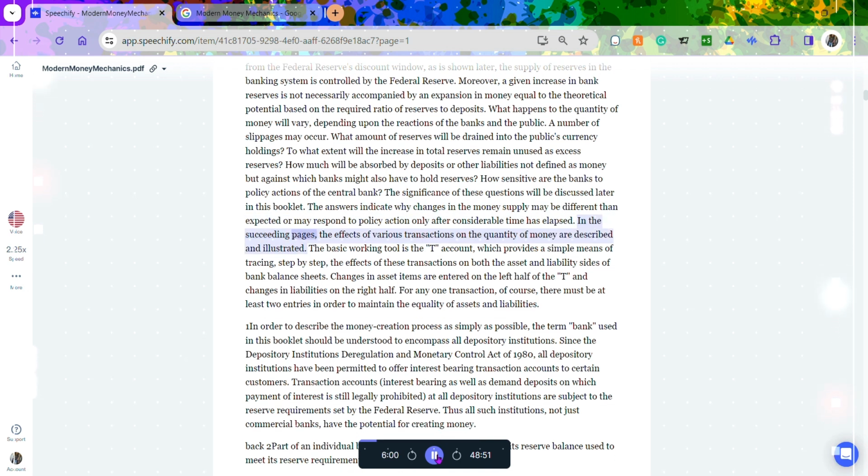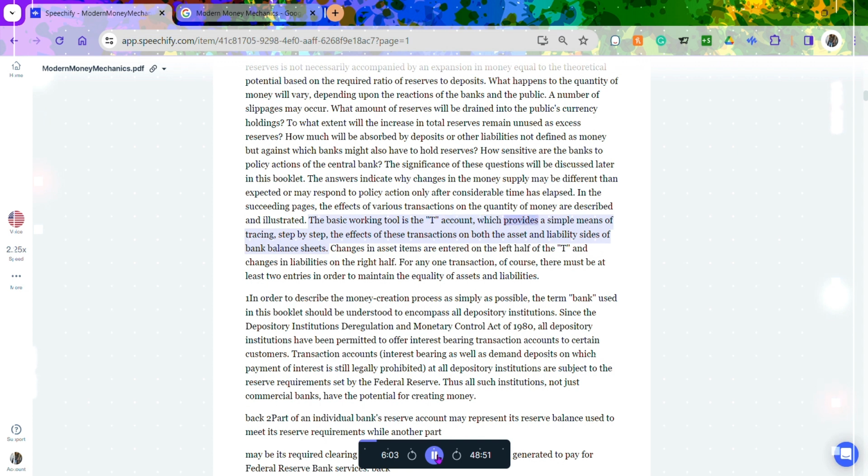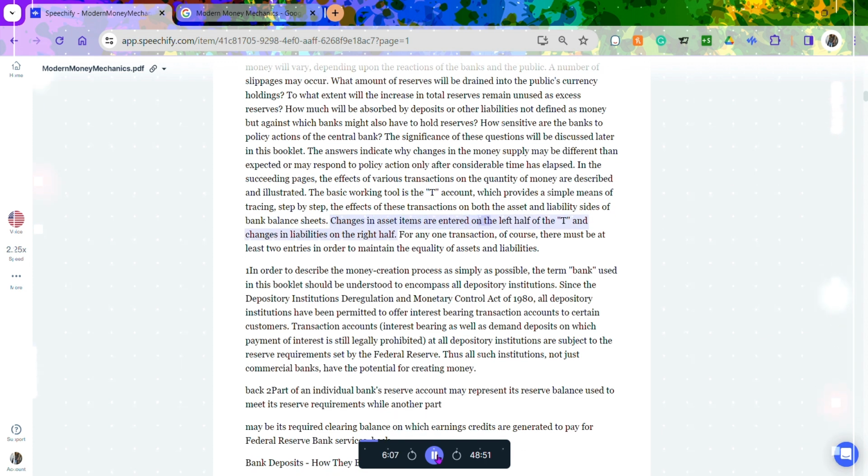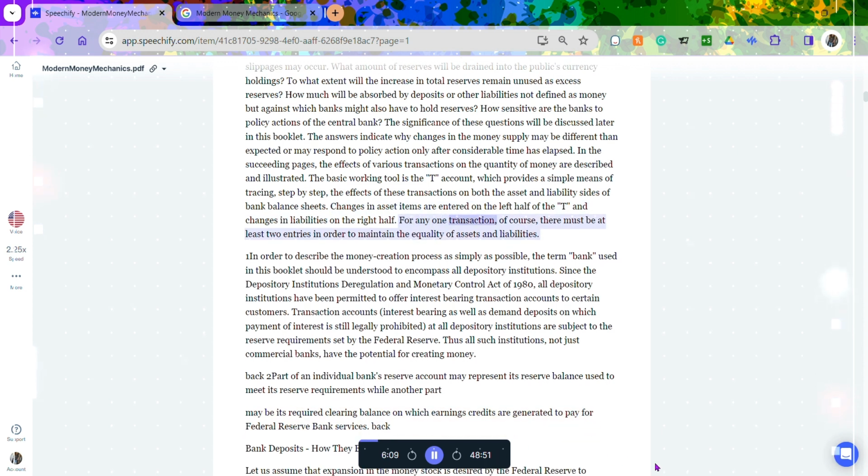In the succeeding pages, the effects of various transactions on the quantity of money are described and illustrated. The basic working tool is the T account, which provides a simple means of tracing, step by step, the effects of these transactions on both the asset and liability sides of bank balance sheets. Changes in asset items are entered on the left half of the T and changes in liabilities on the right half. For any one transaction, of course, there must be at least two entries in order to maintain the equality of assets and liabilities.